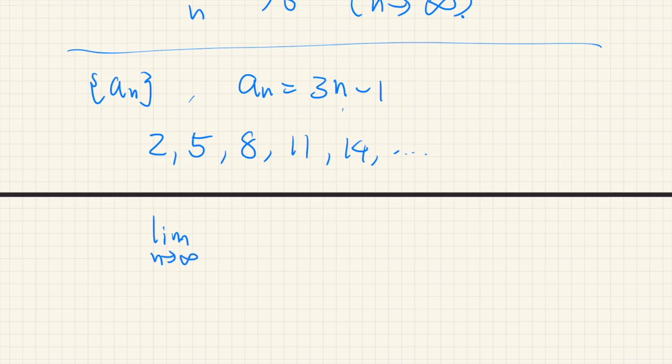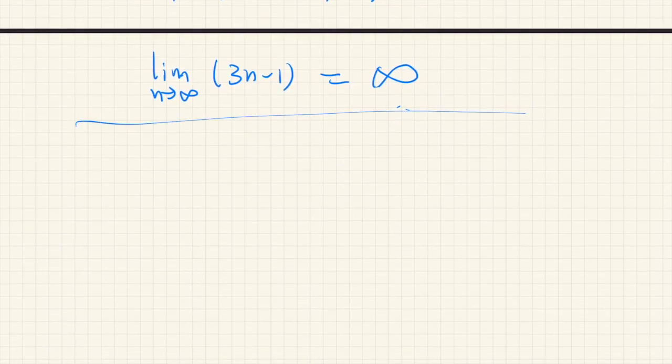So we write like this: 3n minus 1 goes to positive infinity. Okay, so don't confuse this as convergence. When we write infinity, infinity is not a number. It's just a limit where we mean some arbitrarily large positive number. So we say this sequence diverges to positive infinity.